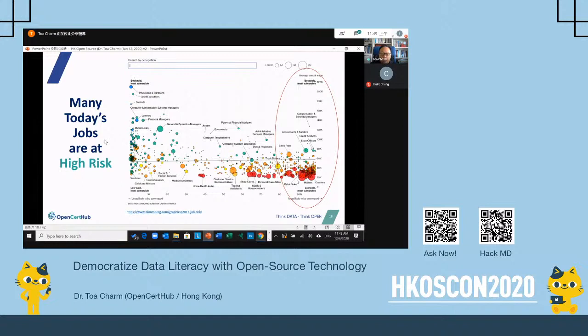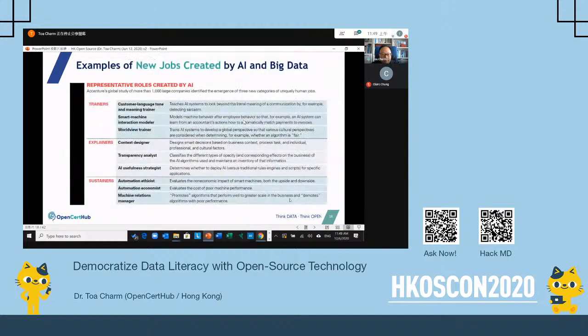But also, there's a myth that if I'm highly paid, that means my job is not easily replaced. That's wrong thinking. If you look at this Bloomberg analysis, actually, even highly paid people have a chance to be replaced. So if you pick up an AI big data job, probably it's easier for you to stay in the market and become a very marketable person in the AI world. New jobs will be created like trainers, explainers, and sustainers to sustain your algorithm, for example.